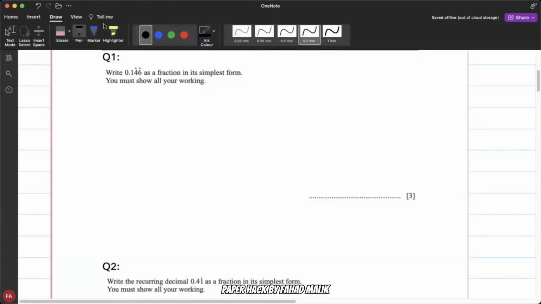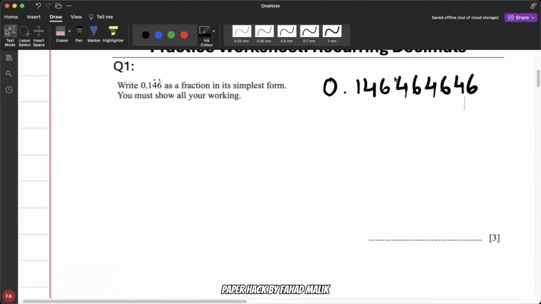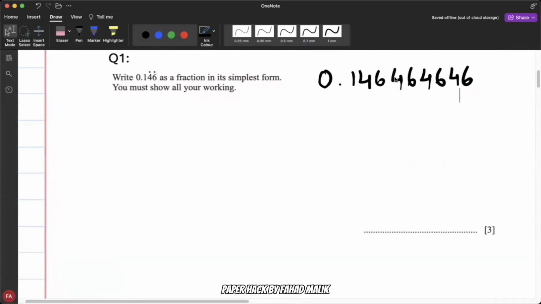So let's have a look at this past paper question that we have. The question reads, write 0.146 recurring as a fraction in its simplest form. You must show all your working. Again, what does that mean? It actually means that this number over here is 146, 46, 46, 46. I'm not sure if you can actually see this, but the idea is that it's 46 that is getting repeated. So we need to replicate the same number again and again, dot, dot, dot, dot. So again, that also goes till infinity.